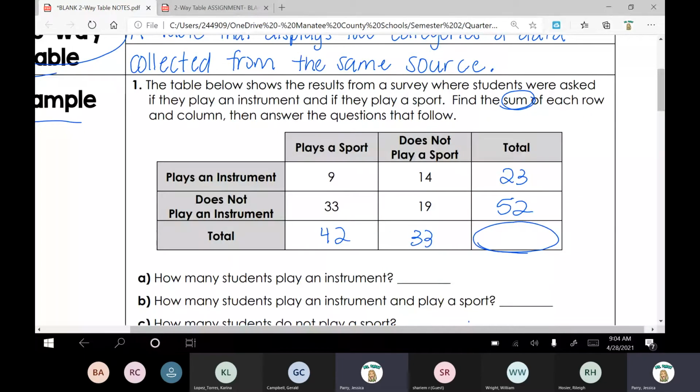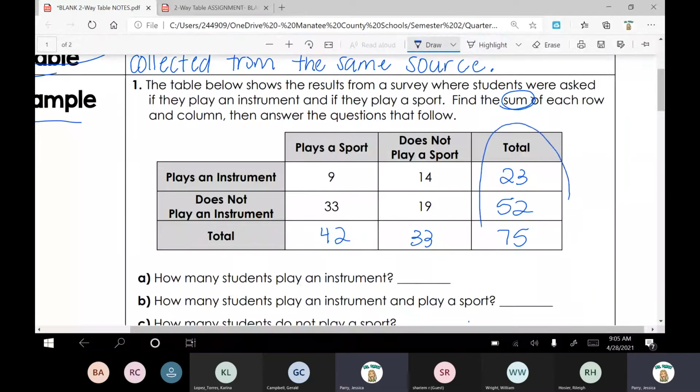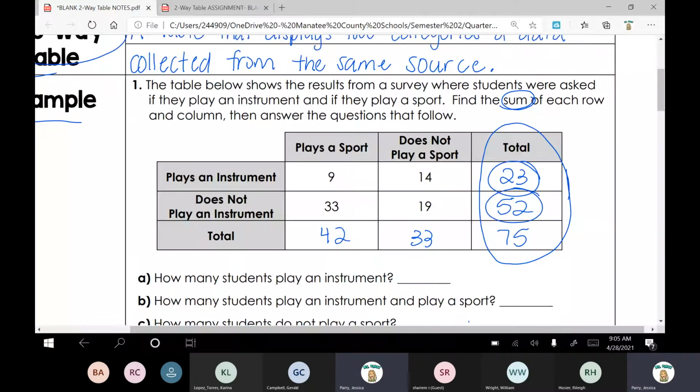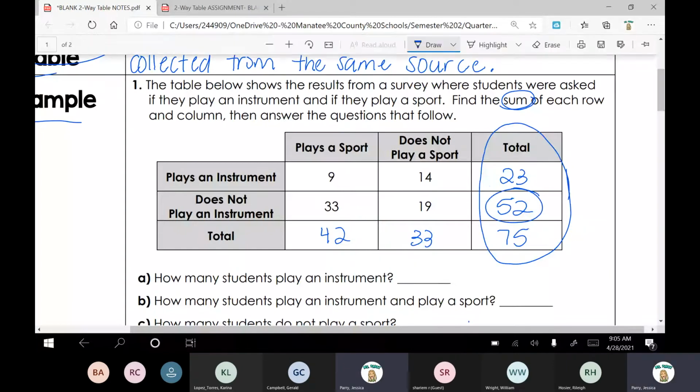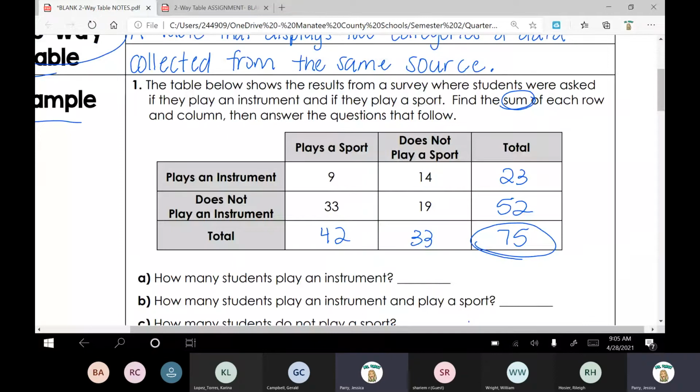You can do this two different ways, or you can even write it one way and then check your work. You can go with your total across here on the bottom. From side to side, just do the 42 plus 33 is 75. If you get that, you should also be able to add these numbers together here. 23 plus 52 should also equal 75, and it does. So this is saying we talked to a total of 75 students. That is how many students were interviewed, or we surveyed a total of 75 students. That number is always going to be in the bottom right corner.